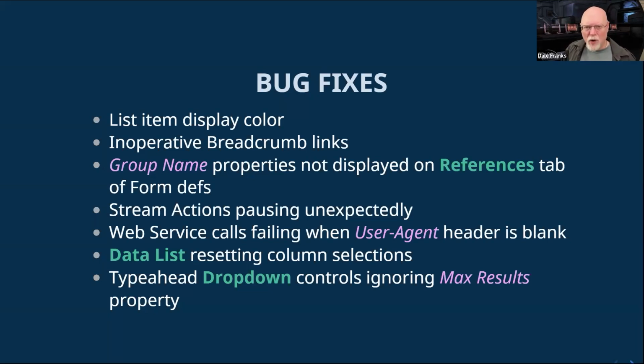The data list control. Last month, we talked about the data list control and your ability to specify columns to display. And, well, you would specify the columns, and then at some point, the data list would just reset them and display all of the columns. So we tracked that down, figured out what that was. And the type ahead drop-down controls. They were ignoring the max results property. So you type in Smith, and you had a max result set of 5, and it would still return all 10 Smiths in the system. So it simply wasn't respecting the max results property, and we have fixed that so that it will.